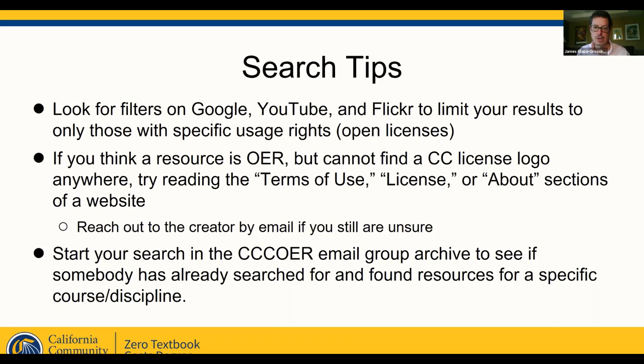If you are looking at a resource and you can't find a Creative Commons license, scroll down to the bottom. Look at the terms of use or the license or about us and click around a little bit. Sometimes the creators will not use a Creative Commons license, but they'll have a statement that says, this is free to use, please give us credit. So it's the functional equivalent of a Creative Commons attribution license. So poke around on a website or in a book. Also, reach out to the creator if you're not sure of something.